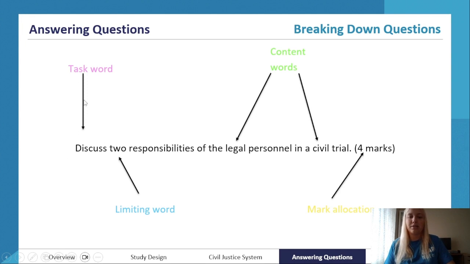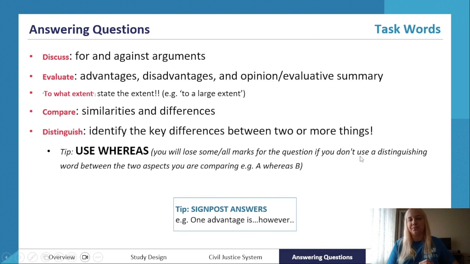Discuss. What do I need to do? Pros and cons, 4 marks. Oh, I see I get 2 marks for each responsibility of the 2 responsibilities. Okay. Limiting word, 2. If I start talking about a third responsibility or include a third example, I don't get any marks for that past that point. Content words, legal personnel in a civil trial. Mark allocation, I've got 6 minutes for the question.